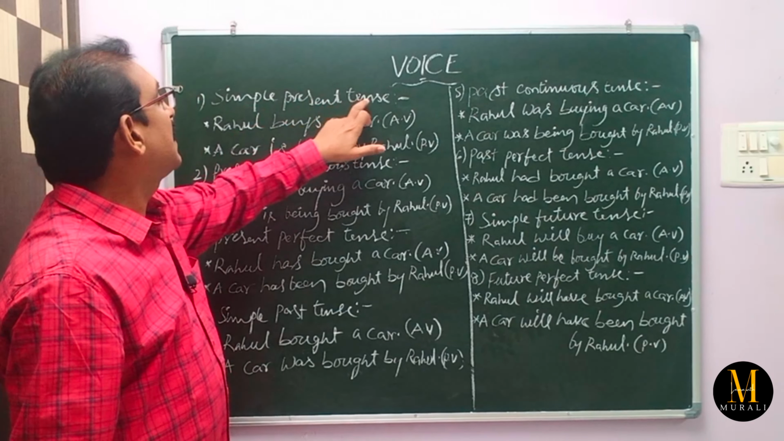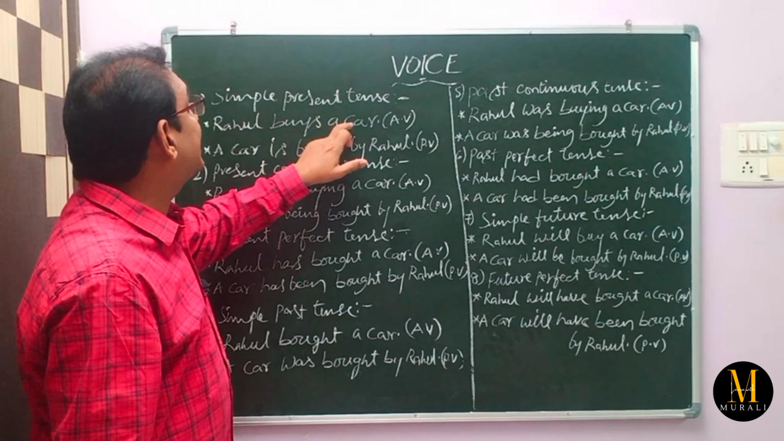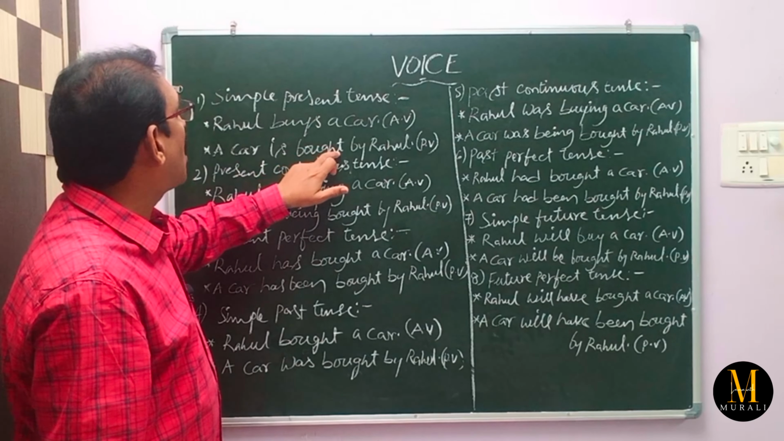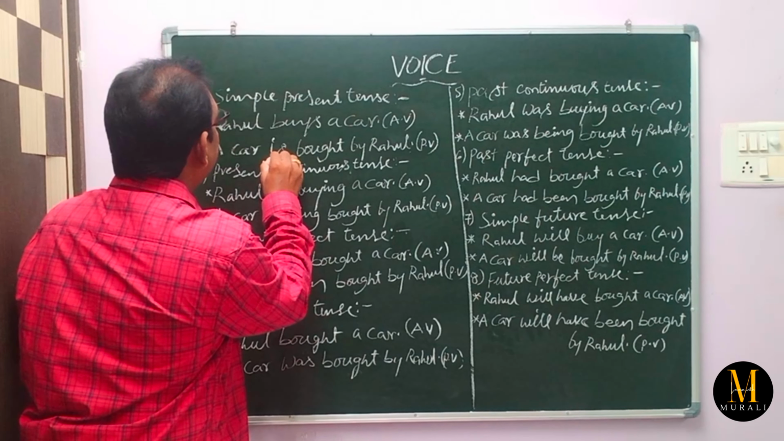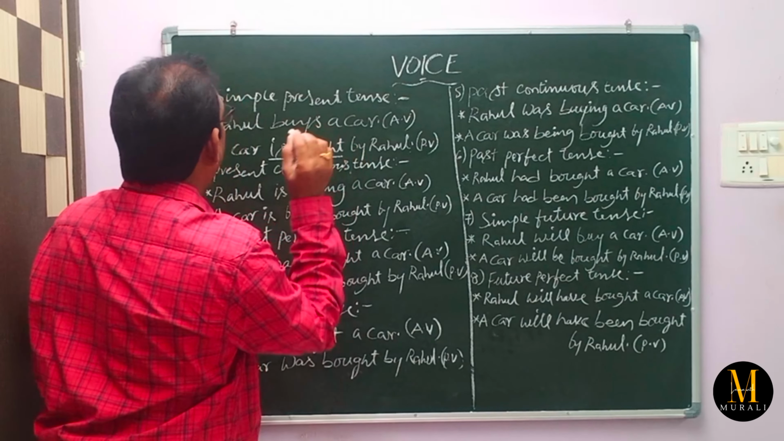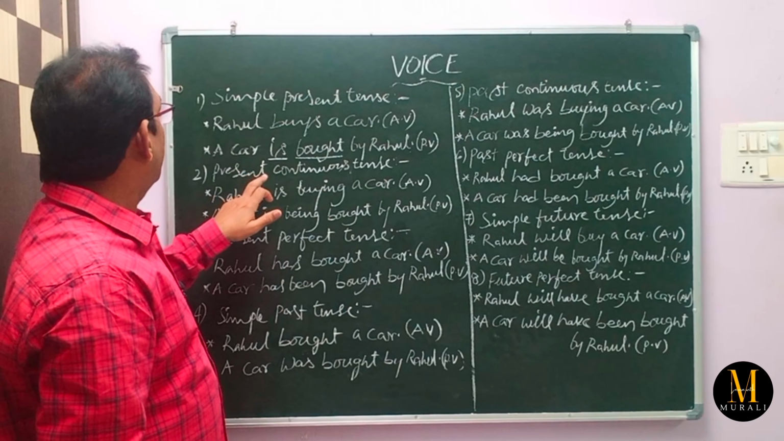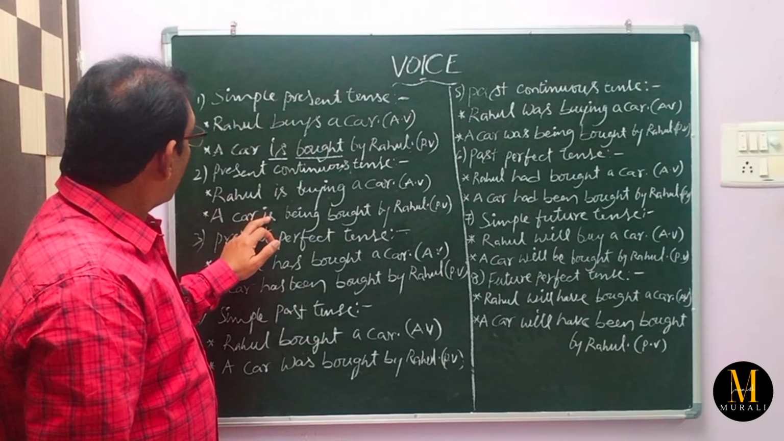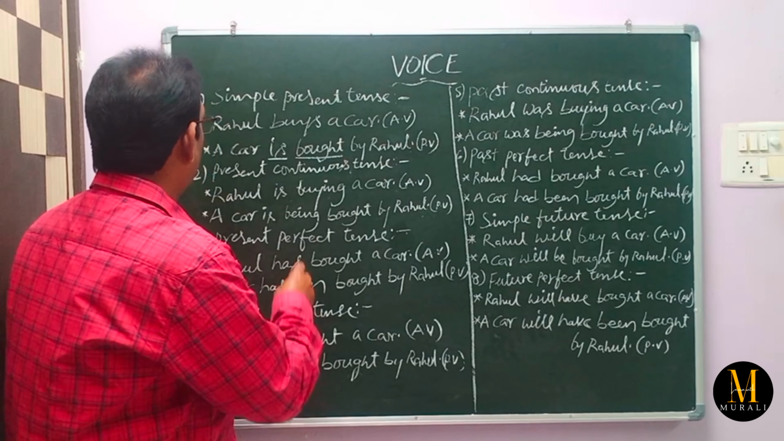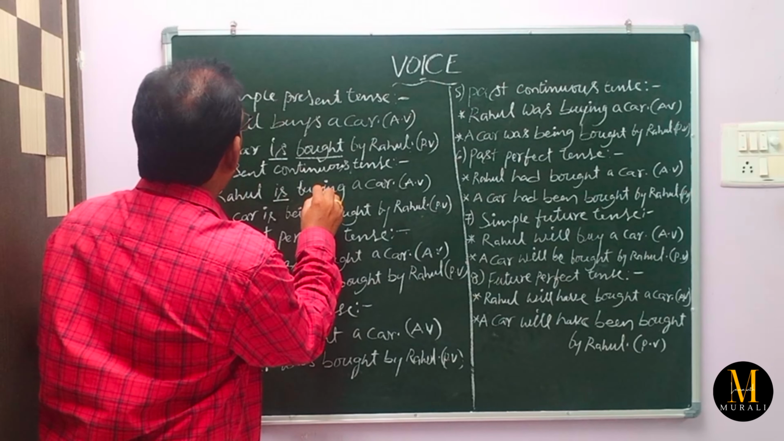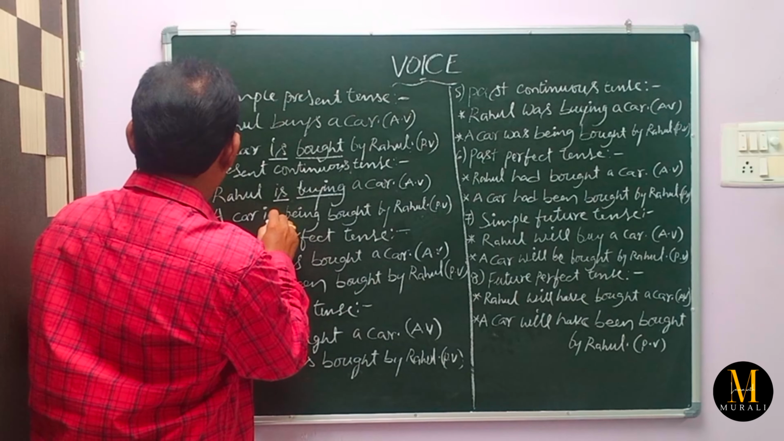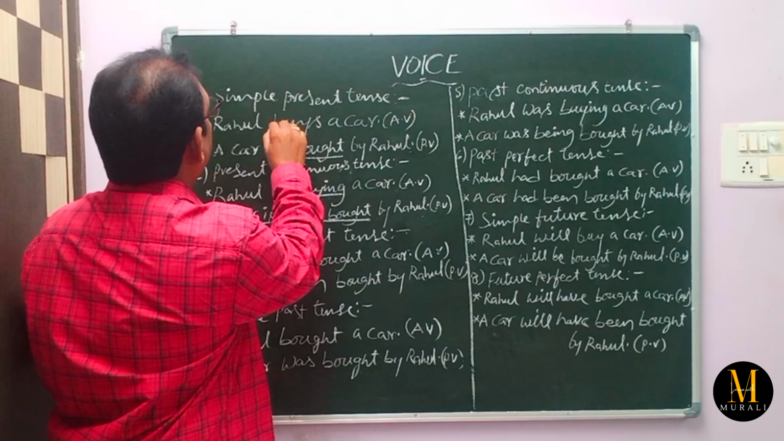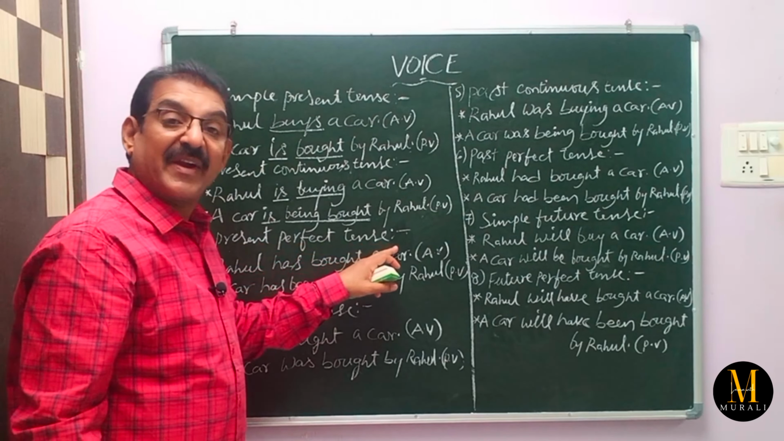See, first one, simple present tense. Rahul buys a car. This is active voice. Change into passive voice: a car is bought by Rahul. See here, buys becomes is bought. Second one, present continuous tense. Rahul is buying a car, active voice. A car is being bought by Rahul. See here also, is buying changes into is being bought. Okay. Like that.